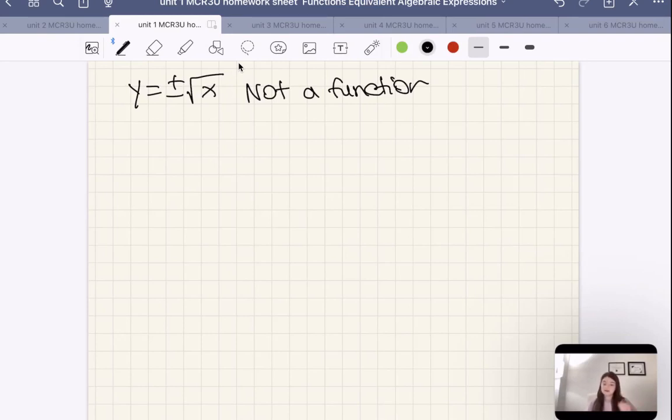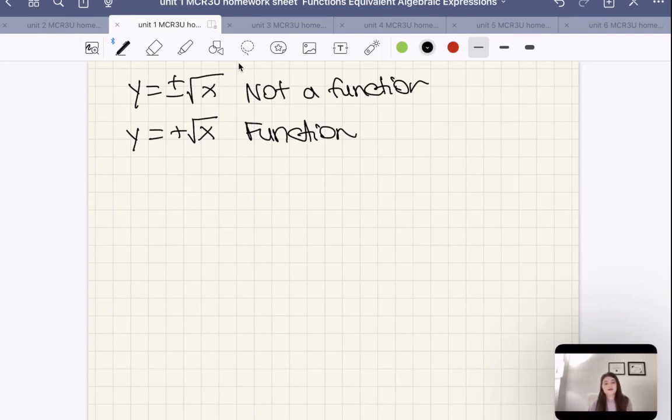However, what is a function is y equals plus square root x. This is a function, right? If we're only accounting for the positive side of that, then it's okay. However, if we're doing plus and minus with a square root, that is no longer a function because there are two outputs for every positive input, and that's unacceptable.